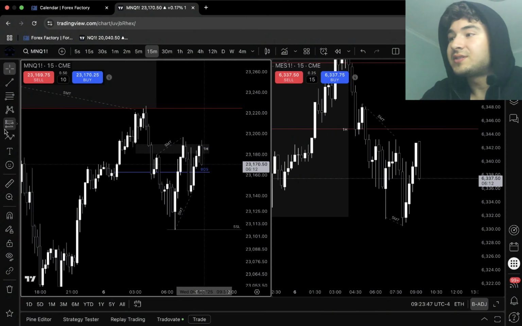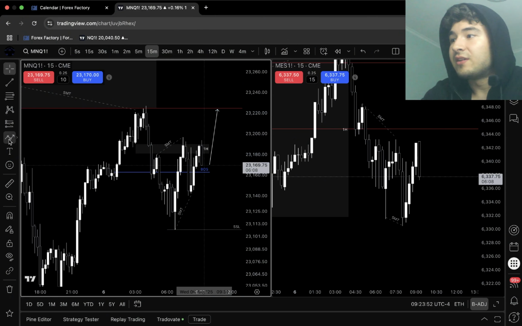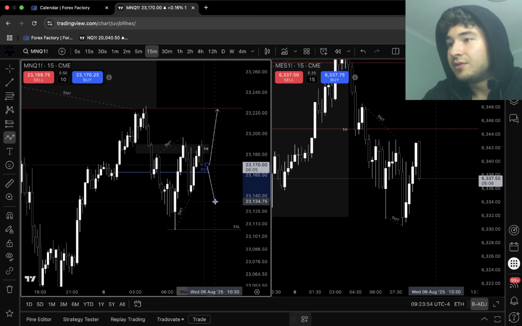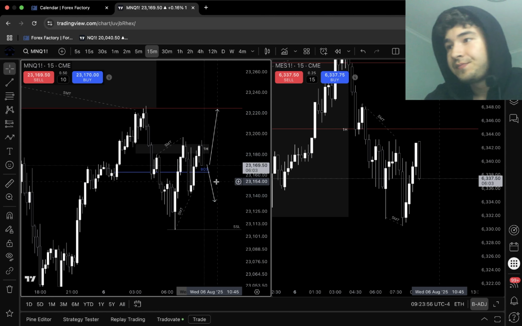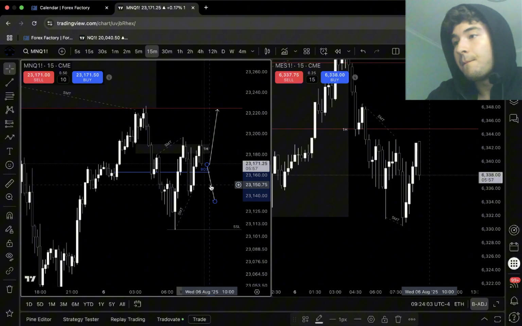And honestly, if we start going up, I'm not going to take a trade. But if we start breaking structure down, then I'm going to go full size. Risk around $500, because if it goes down, then I think that's an A plus trade.